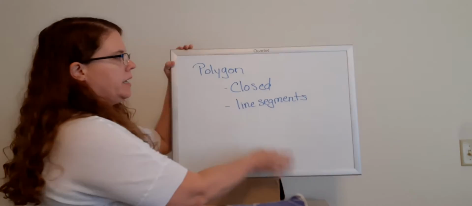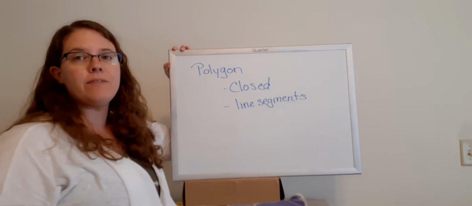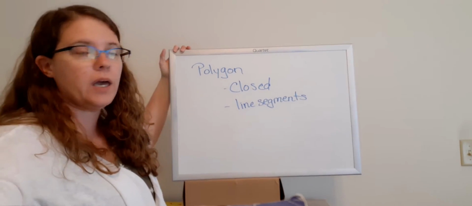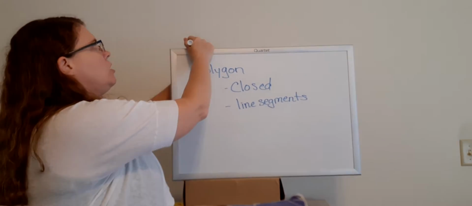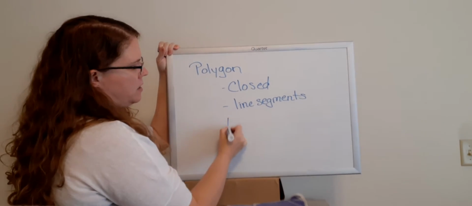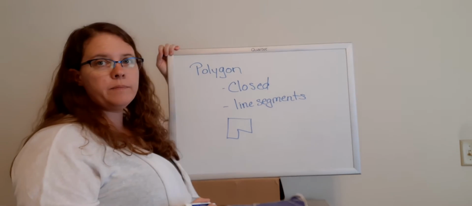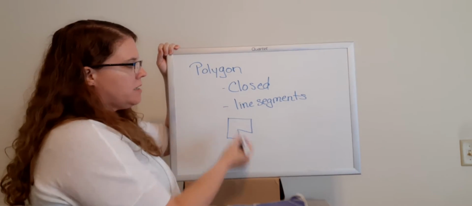All right, so while you are looking for page 715, let's go over polygons, okay? Remember, a polygon has to be closed and it has to have line segments, okay? So it has to be a closed shape and it has to have line segments. So, is that a polygon? Yes, it's closed and it has line segments.